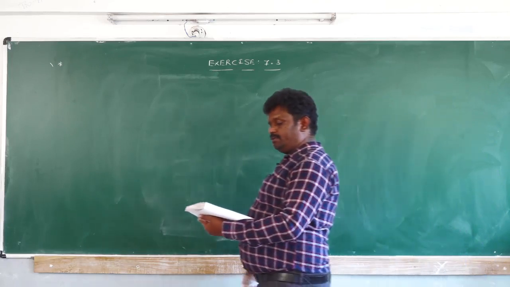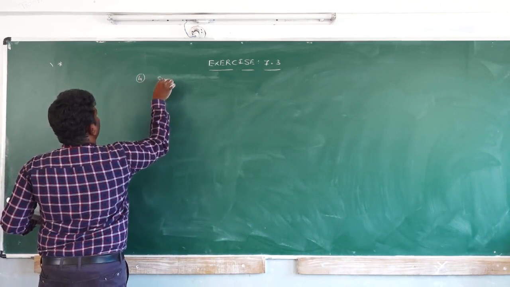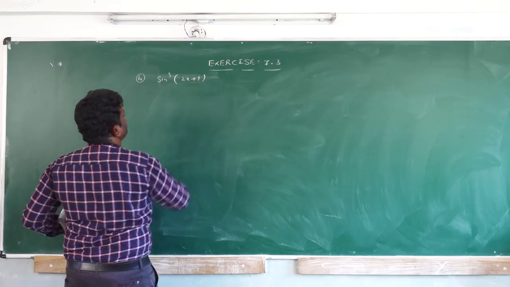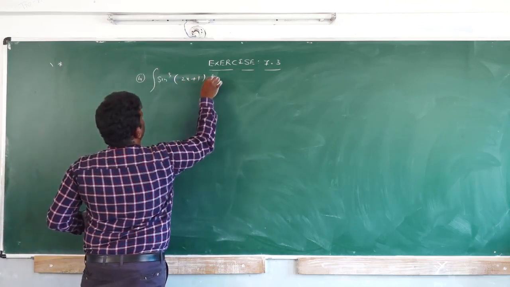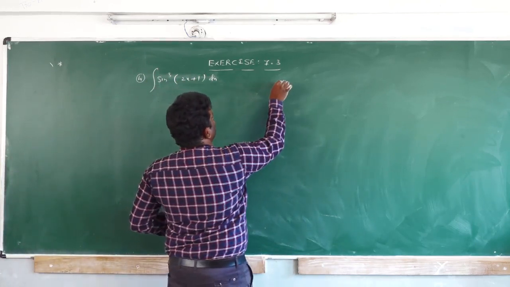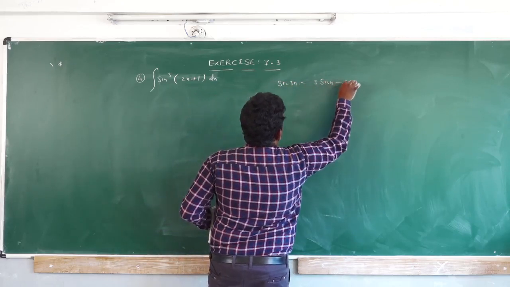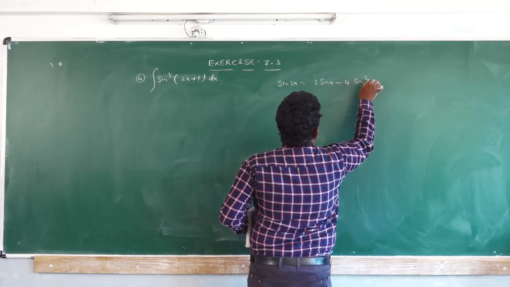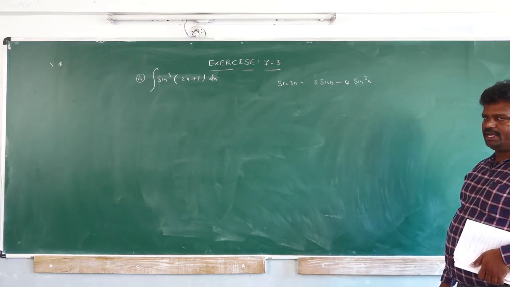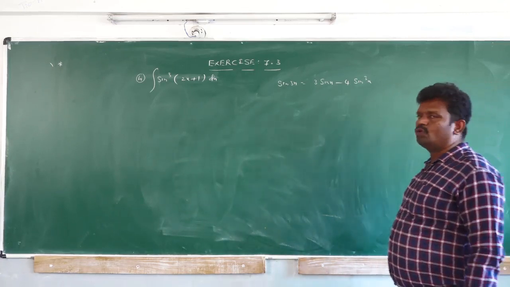Next, the fourth bit. Sine cube given. Fourth bit here, integral of sine cube of 2x plus 1 into dx. So we already explained one formula: sine 3x is equal to 3 sine x minus 4 sine cube x. Okay? So for the integral of sine cube of 2x plus 1, if you want the integral value, then we apply this trigonometric formula, sine 3x is equal to 3 sine x minus 4 sine cube x.